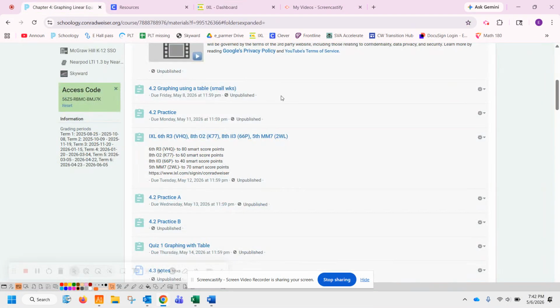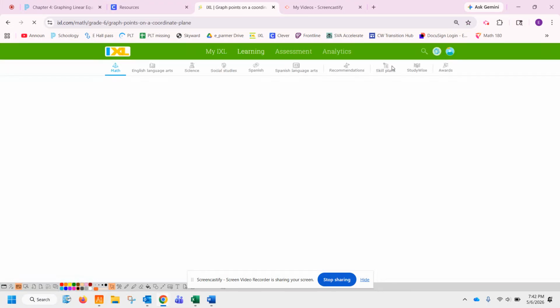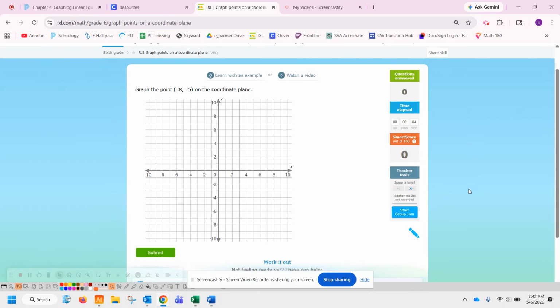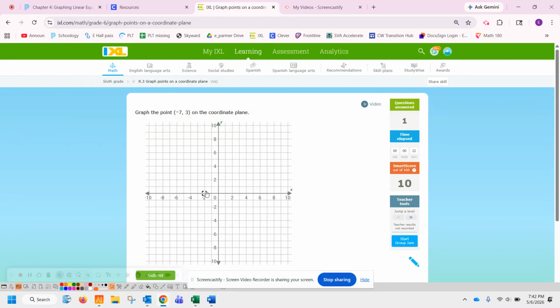Okay, so the first one is going to be VHQ. Again, come up here to the little magnifying glass, VHQ. The first one is just about graphing some points on the coordinate plane. So (-8, -5). -8 is referring to the x-axis, and then go down 5 from there. Then you can either hit submit or hit the enter button on your keyboard. And the next one, (-7, 3).